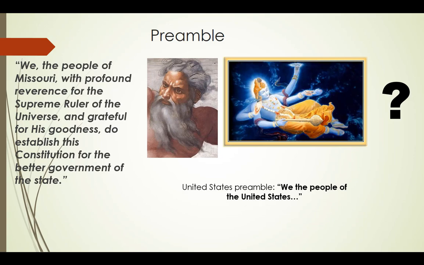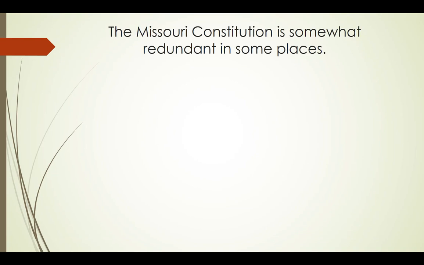Now, the Missouri Constitution is pretty redundant in several places, especially early on in the Constitution. For instance, the Missouri Constitution gives us freedom of speech. It gives us freedom of religion. It gives us due process and a day in court. The state can't just throw you in jail.